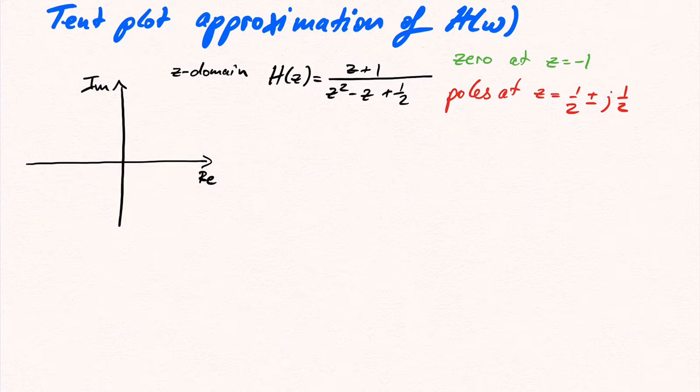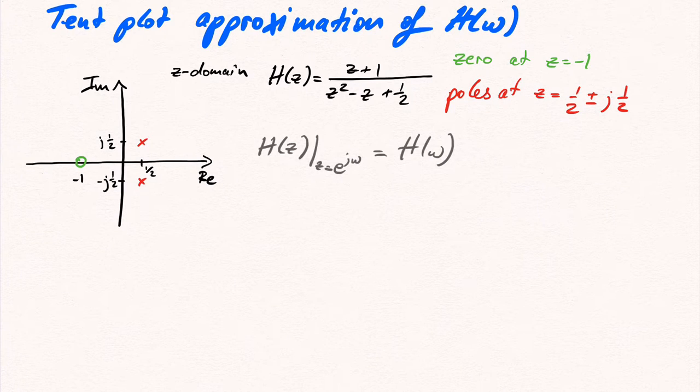In the z domain, this is illustrated by a circle for the zero at -1 and two crosses at the position of the complex conjugate poles. Remember that the frequency response H(omega) of the system can be obtained by taking the transfer function H(z) of the system and setting z equal to e to the power of j omega. In the z domain, this corresponds to going around the unit circle around the origin in counterclockwise direction.